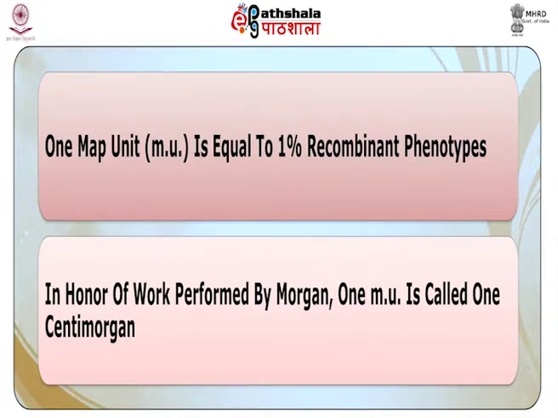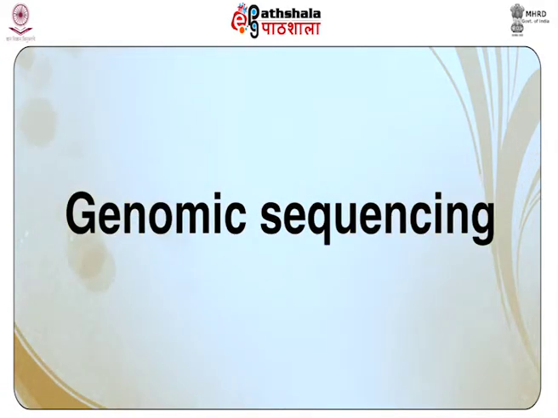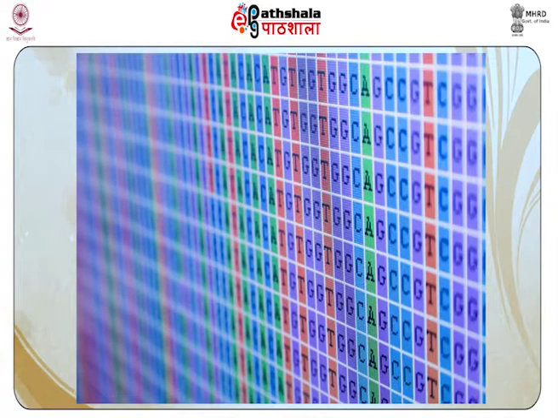In honor of the work performed by Morgan, 1 mu is also called 1 centimorgan. Now, let us learn about genomic sequencing. Whole genome sequencing, also known as full genome sequencing, complete genome sequencing, or entire genome sequencing, is a laboratory process that determines the complete DNA sequence of an organism's genome at a single time.